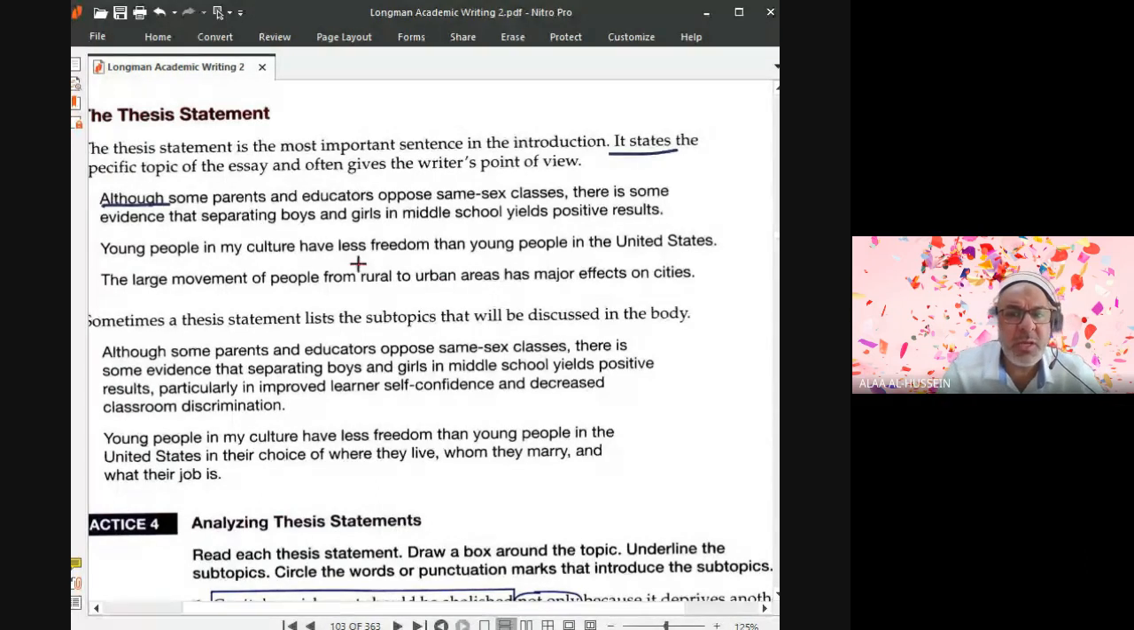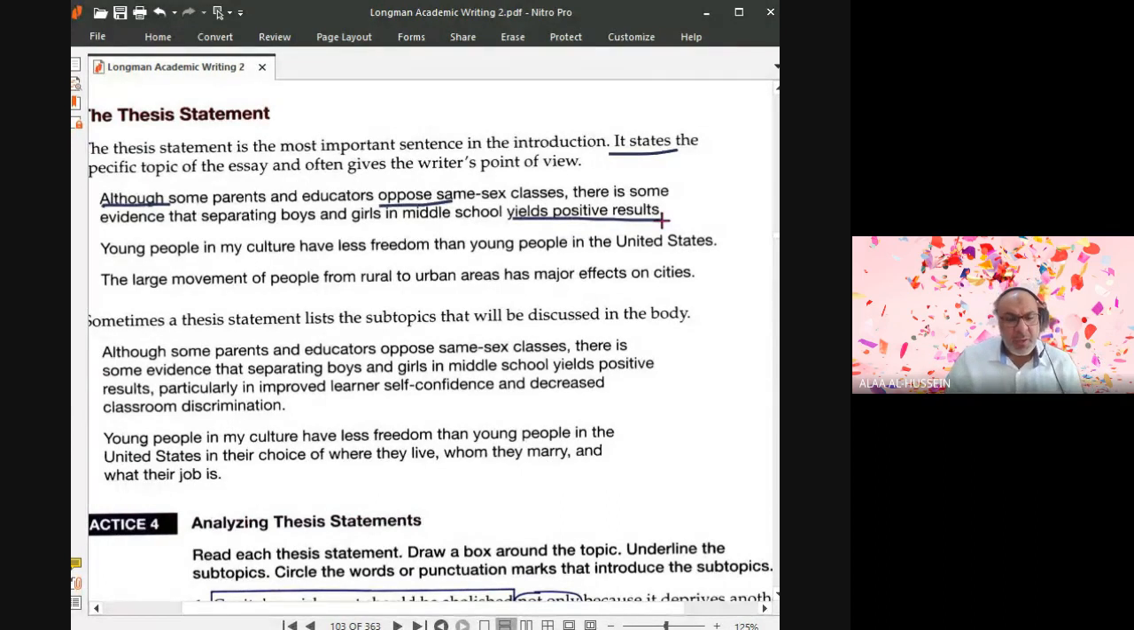Although some parents and educators oppose same-sex classes, there is some evidence that separating boys and girls in middle school yields positive results. So the main point of view of the writer is that separating them yields or results in positive results. Although the writer introduces his or her sentence by giving an opposing idea.